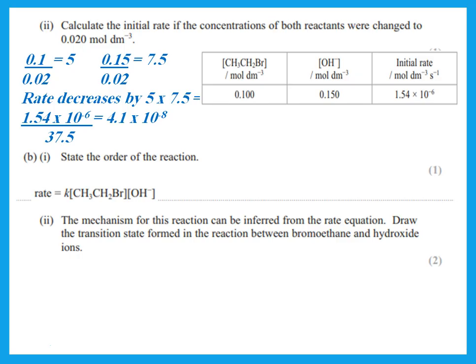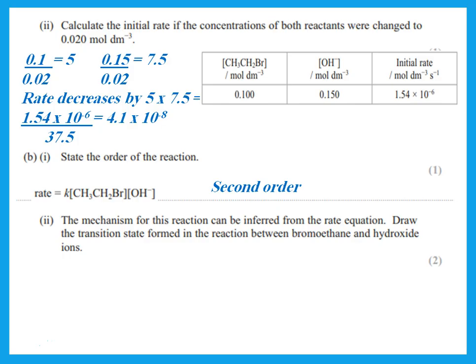State the order of the reaction. Of course, if my rate equation says concentration of bromoethane times concentration of hydroxide, each of them is first order. The overall order of the reaction would be second order.